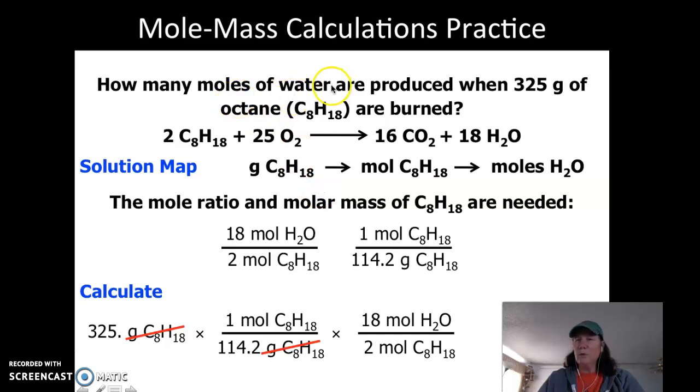The question says how many moles of water. So I put a 2 here and 18 here. And if you look, now I'm going to take 325 times 18 divided by 114 divided by 2. Divide everything on the bottom. And you're going to get, sorry, you can't see it all, 25.6 moles of water.